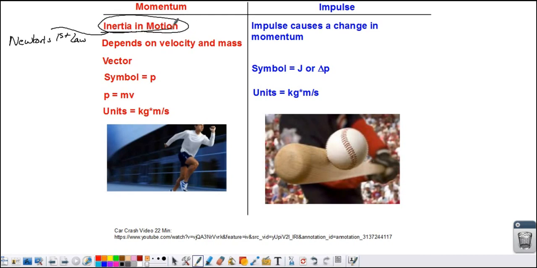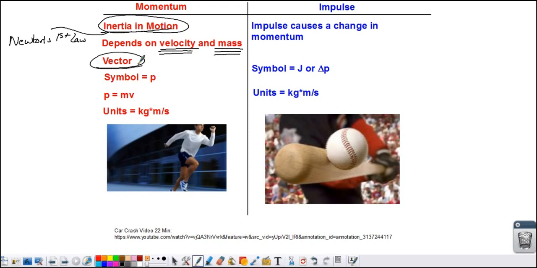Okay, so not the at rest part, just the in motion part, which means that we need to have motion or a velocity. Okay, and it does depend on velocity and mass. It depends on not just how fast, but in which direction. Okay, it is a vector. It does depend on direction.